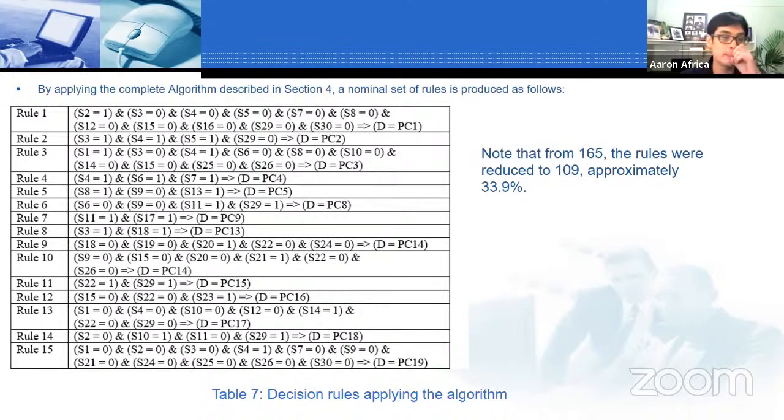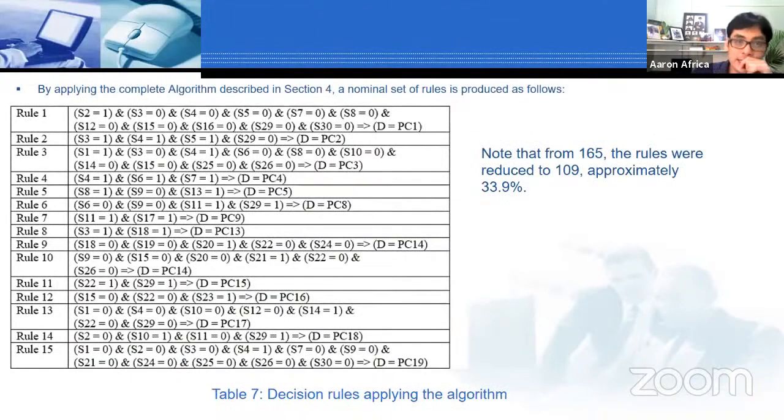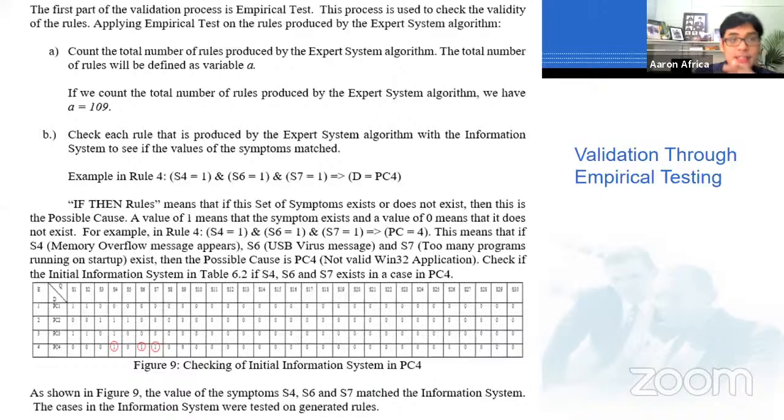For example, for PC1, instead of checking whether all of them exist, we just have to see the value of S2. Then we do the testing. Testing is done in two parts, empirical testing and historical data. Now, let's do empirical testing, the validation through empirical testing. The first part of the validation was empirical tests. This process is used to check the validity of the rules produced by the expert system algorithm.